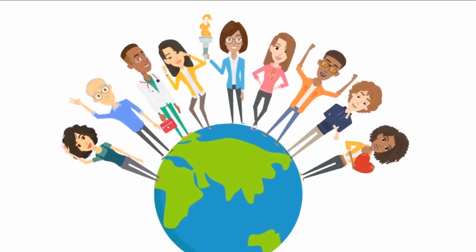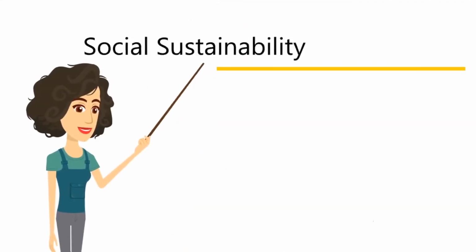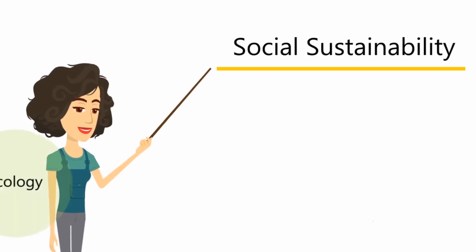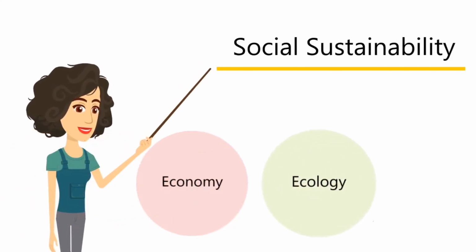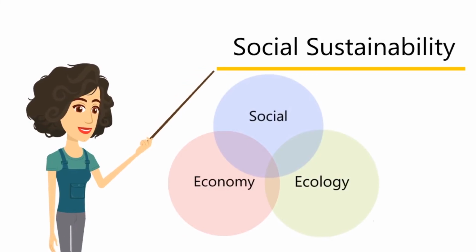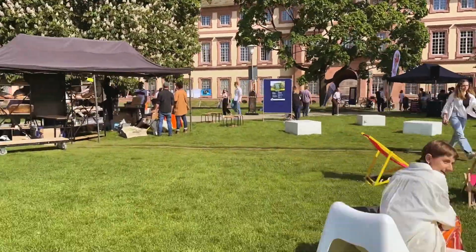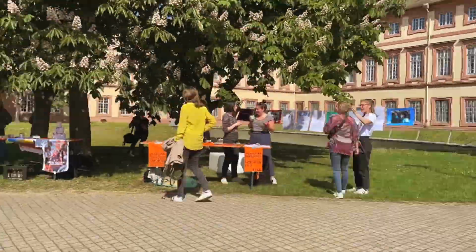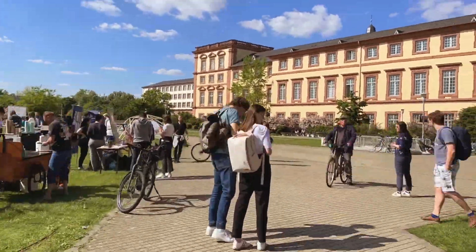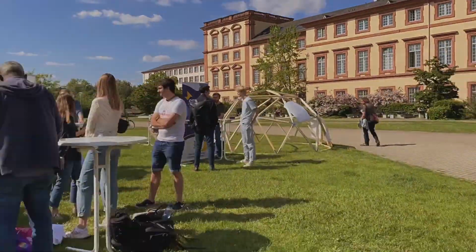Which leads us to the important topic of social sustainability. Besides the two pillars, ecology and economy, the social is the third essential pillar of sustainability. But what does social sustainability really mean? We try to find out how students of the University of Mannheim understand it.